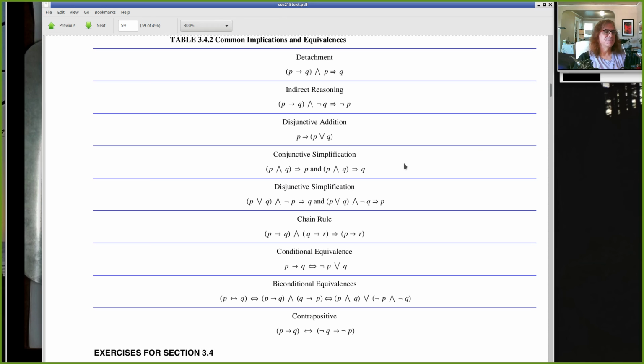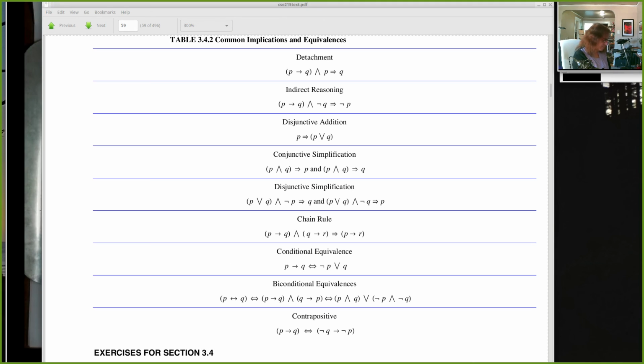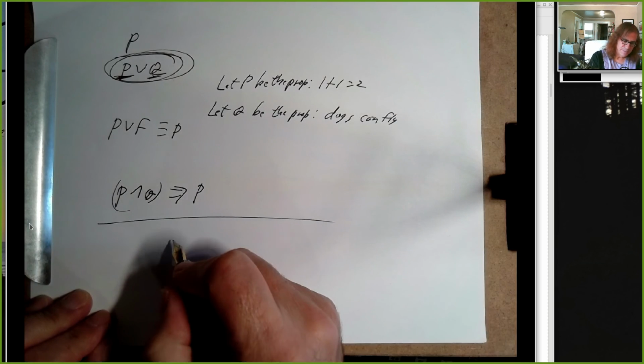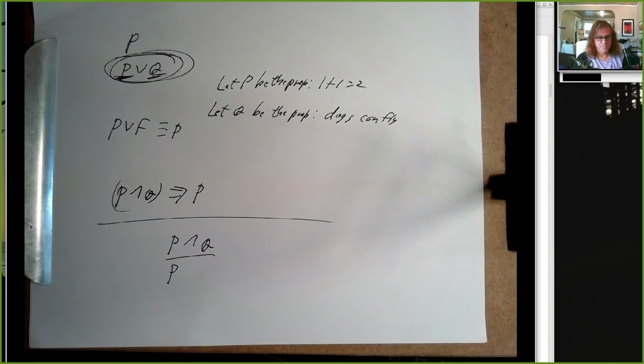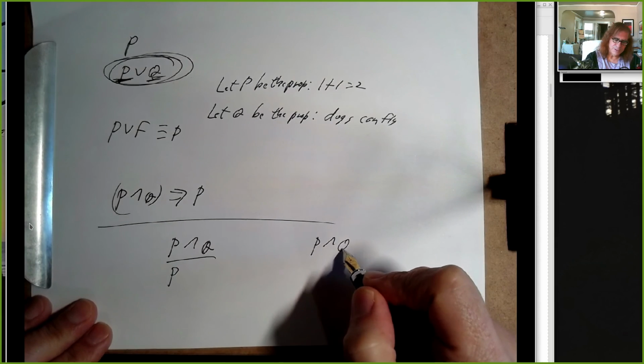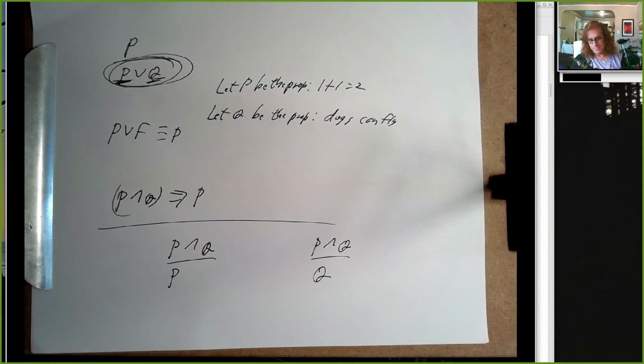All right, conjunctive simplification. So disjunction is the or, conjunction is the and. And conjunctive simplification basically says P and Q implies P. So the way this looks as a formula is, if we know P and Q is true, then we know P is true. And similarly, if we know P and Q is true, then we know Q is true.